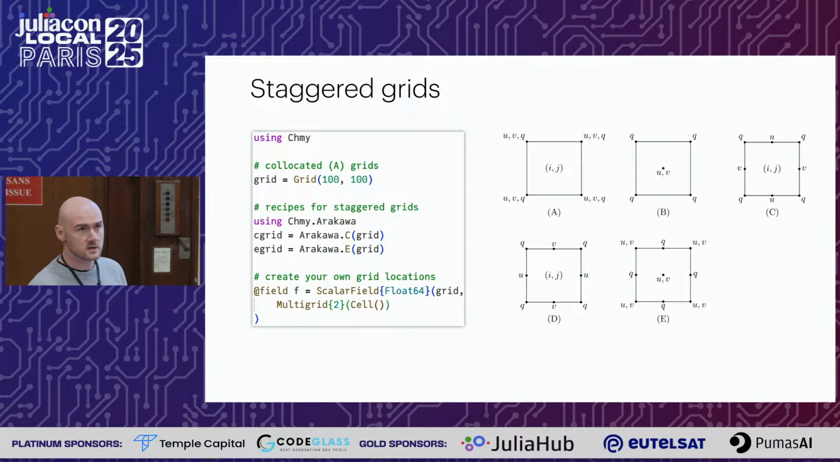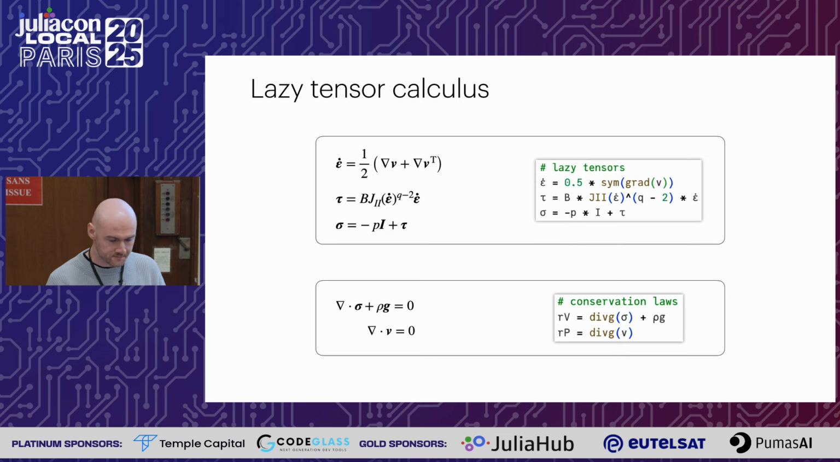But actually, in Chmy, it's just a constructor for defining your own associations of data to topological elements on regular grids. So you can, for example, implement something like multigrid, which is not something that is supported now, but it can be implemented on top of that.